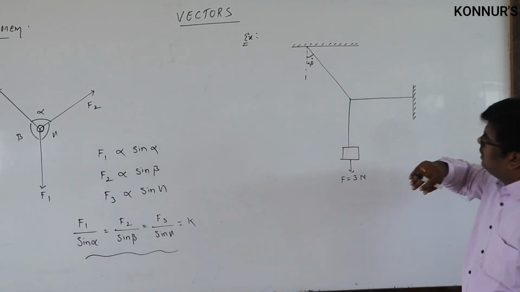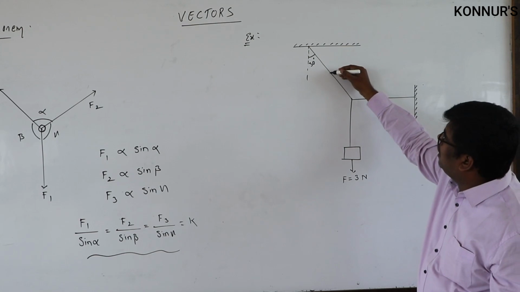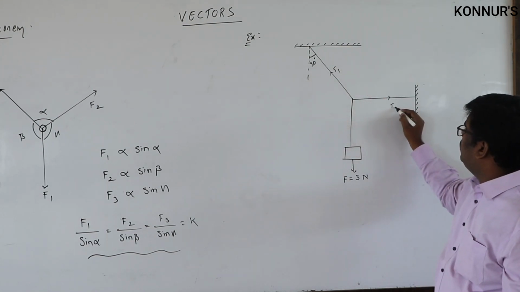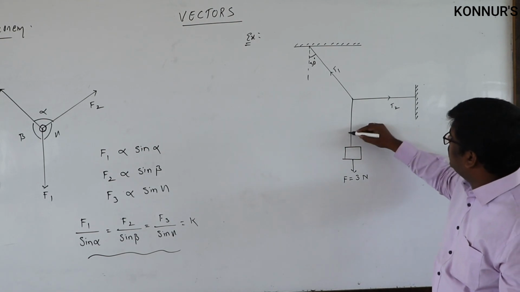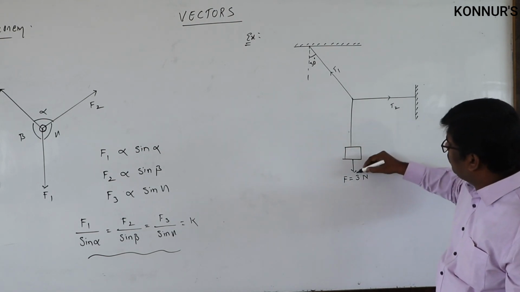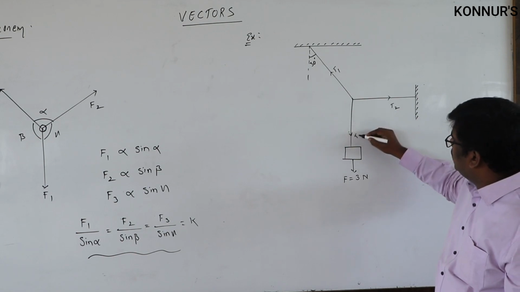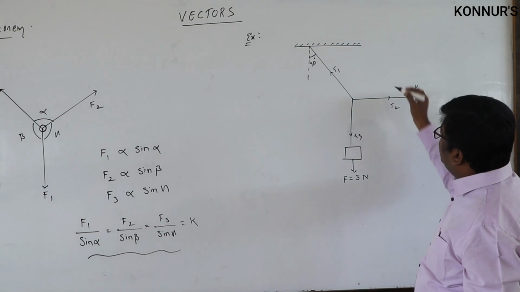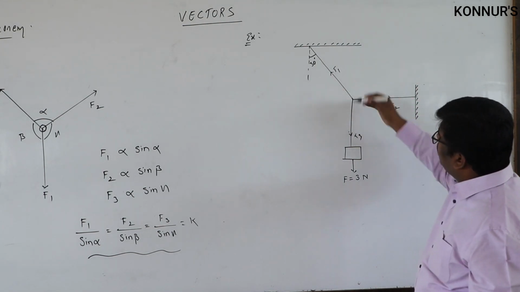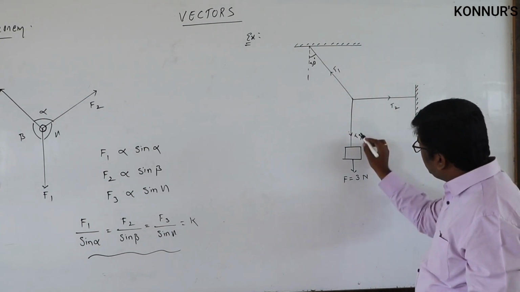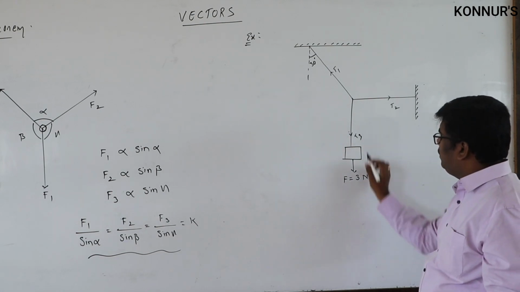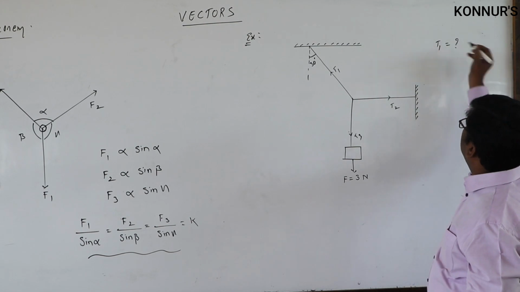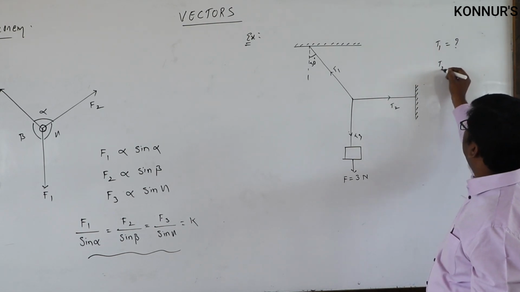The question is like this. This is string 1, it has some tension T1. This is string 2, it has some tension T2. And this is string 3, it has some tension T3. The force here is nothing but the tension T3. We know T3, the force F3, and we need to find T1 and T2. What is tension T1? What is tension T2?